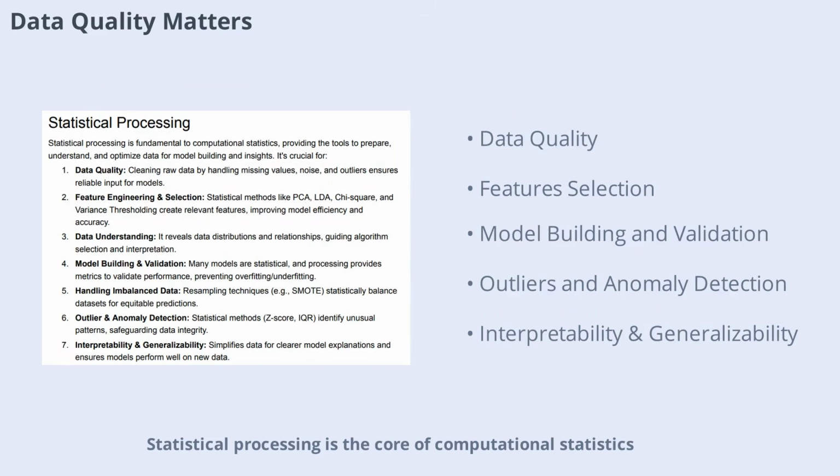Statistical processing is the core of computational statistics. It covers several key points. Firstly, it's essential for data quality by cleaning up raw data. Secondly, it helps with feature engineering, using methods like PCA to create useful features. Finally, it plays a vital role in model building and validation, ensuring models are robust and perform well on new, unseen data, which is crucial for interpretability and generalizability.